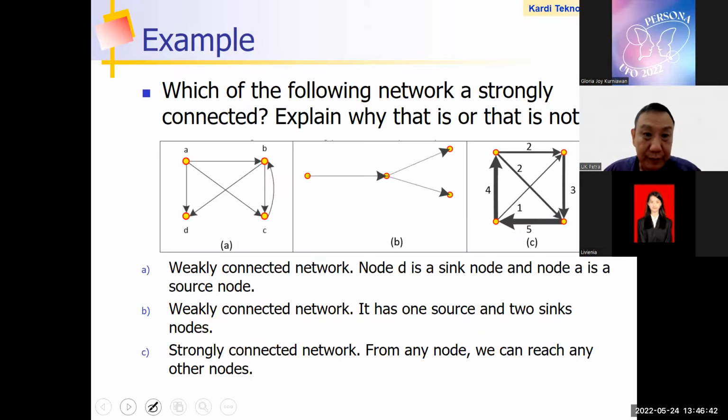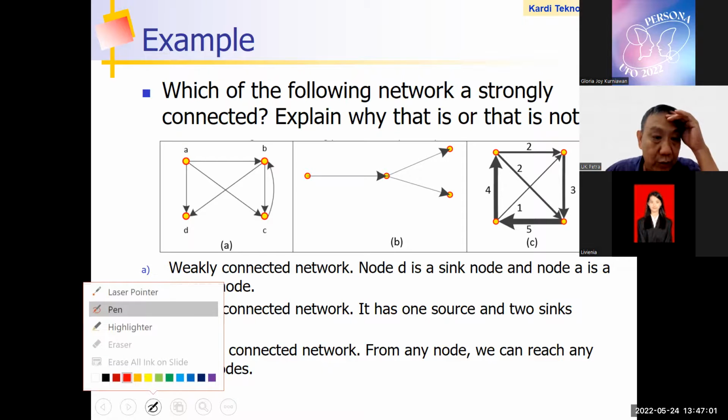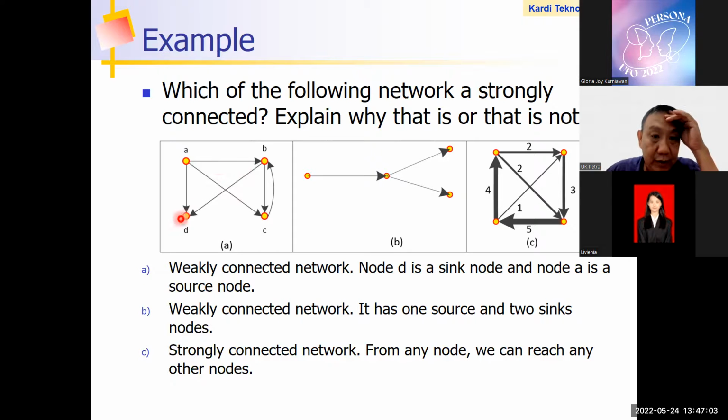Classification. Now, what do you think about this? Is this strongly connected or weakly connected? If you look at this, the first one here is weakly connected. Why? Because from here you can go to D, but you cannot go out from D. So D is basically a sink node.